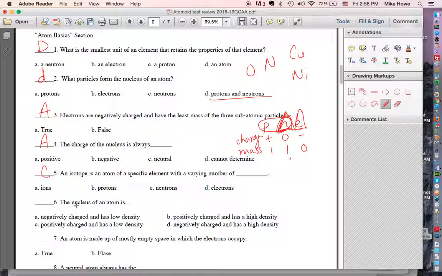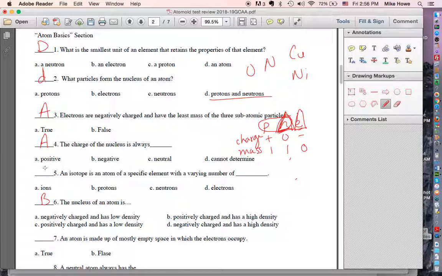Next question deals with the nucleus of the atom. Is it positive or negative? Well, we've already said it's positive. Is it dense or not dense? Well, it looks like all the mass is in the nucleus, if you look right there. And the nucleus is a little pinpoint in the center of the atom. So therefore, the nucleus would be very dense. So it's positive. And all the mass is in that same little bitty space. It has a high density, and that's B.